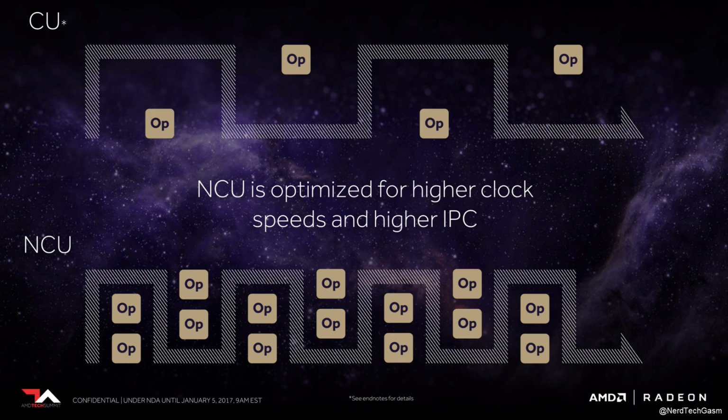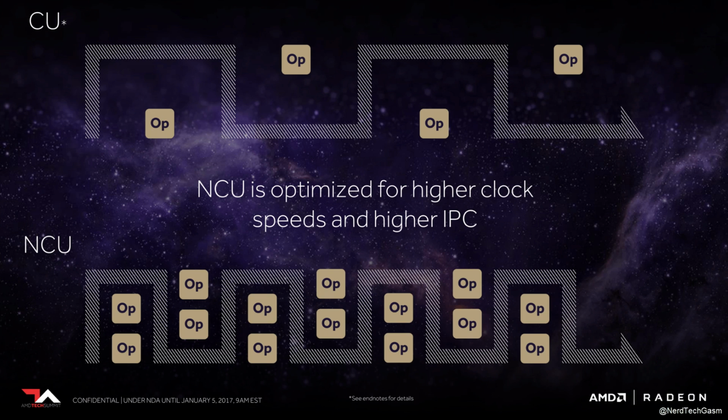Regardless of whether Vega increases the rate of triangles per clock from 4 up to 11, it's also important to remember that it's per clock and so clock speeds matter. For Vega, AMD is very vague during the teaser, saying that the NCU is optimized for higher clock speeds and higher IPC. Let's cover clock speeds first.